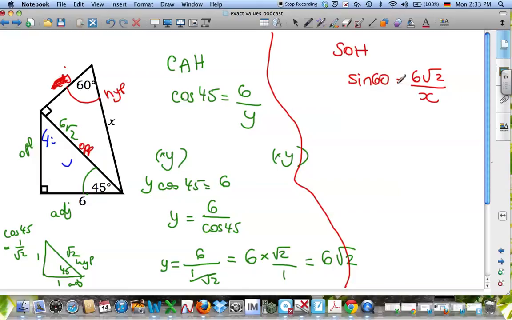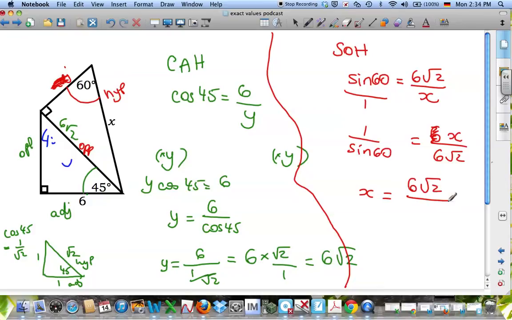Shall I show you what somebody in my class suggested for this, which I hadn't seen until this year? When you have x on the bottom, it's a good idea to reciprocate both sides. So if you make that a 1, the invisible denominator is 1, and then if you reciprocate both sides, you end up with x over 6 root 2, and then it's a little bit easier to make x the subject just by multiplying by 6 root 2. So that gives us x equals 6 root 2 over sine 60.